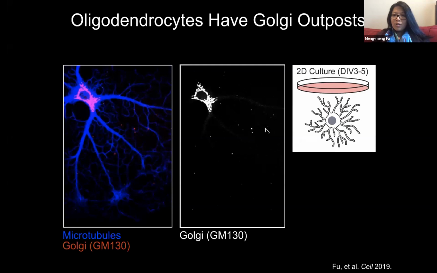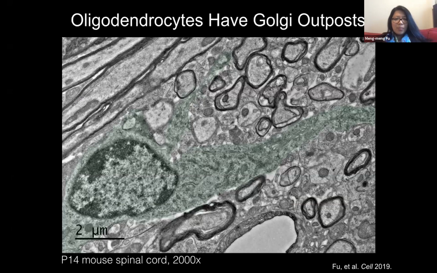You can also look in vivo. So this is a P14 mouse spinal cord, and we can differentiate oligodendrocyte cell bodies by their large and speckled appearance. So in pseudocolor, the cell is extending two processes, one emanating toward this axon that looks like it's about to be myelinated, and another toward this direction. And I'll zoom in on this region right here.